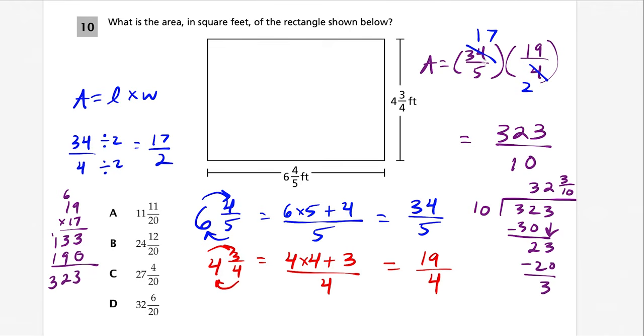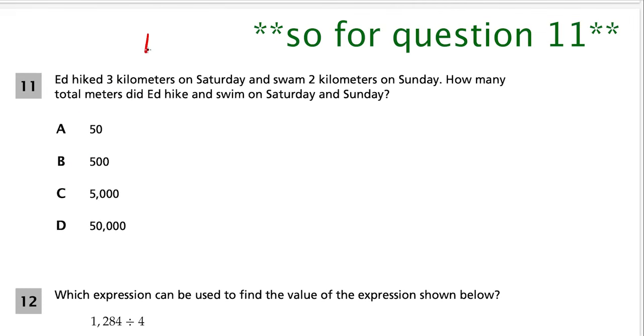It looks like the method they wanted us to do was to multiply 34 times 19, then divide by 5 times 4. But that's not going to be a problem here because we could see that 32 and 3/10 is going to match choice D, because all we have to do is just multiply this part by 2 over 2. And this is going to make 32, and 3 times 2 is 6, over 10 times 2 is 20. So definitely choice D.